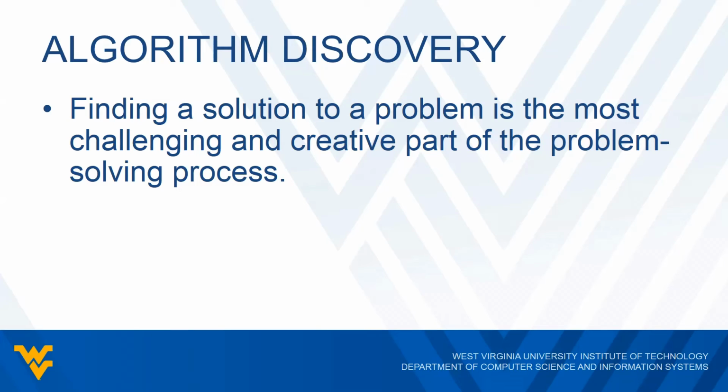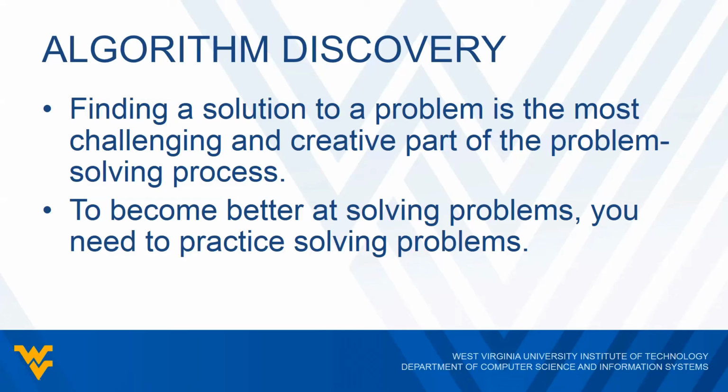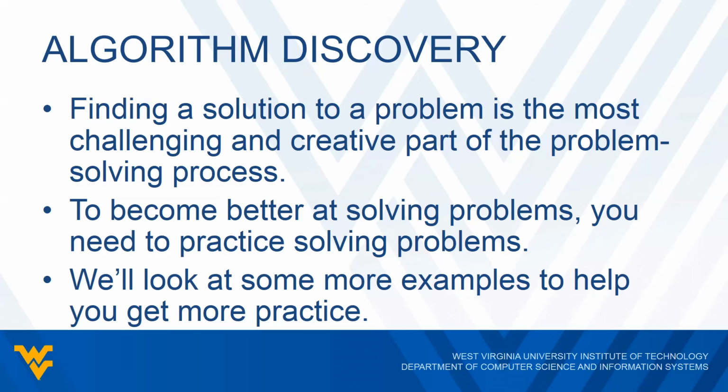So if we're going to become better at solving problems, because as we said before, computer science is about solving problems, we need some more practice at solving different types of problems. So we will take a look at some more examples to help give you that practice. The more problems you try to solve, the better you're going to get at algorithmic design and solving problems in general.